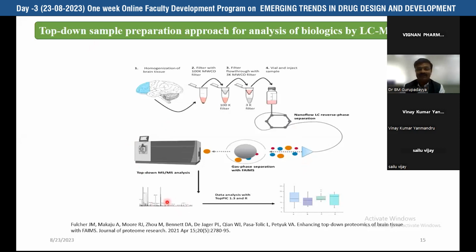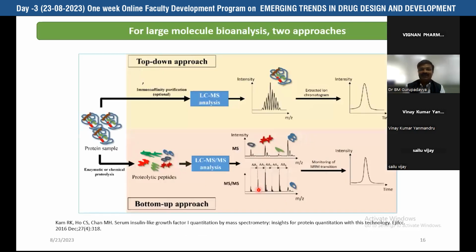Once it is identified, using data analysis software we can identify the different types of peptides that are present. In the previous case we adopted the bottom-up technique, whereas here it is top-down. In such cases, the sample is directly subjected to fragmentation by LCMS, and the LCMS gives the data. Thereby we can identify the different peptides present in it. So this technique is called the top-down sample preparation technique.